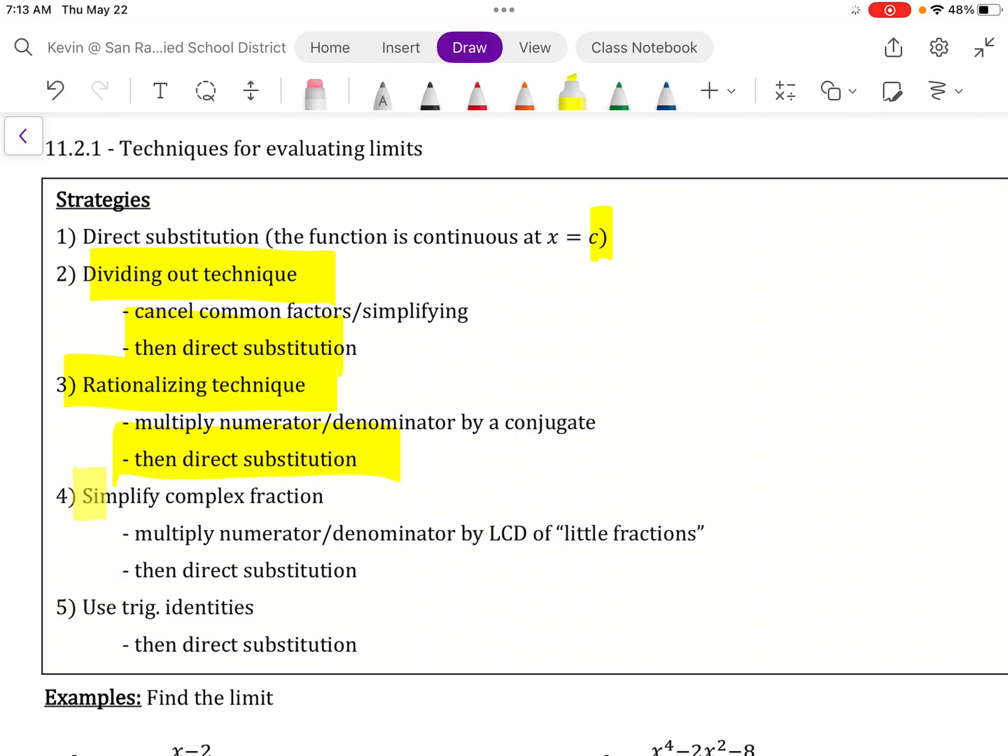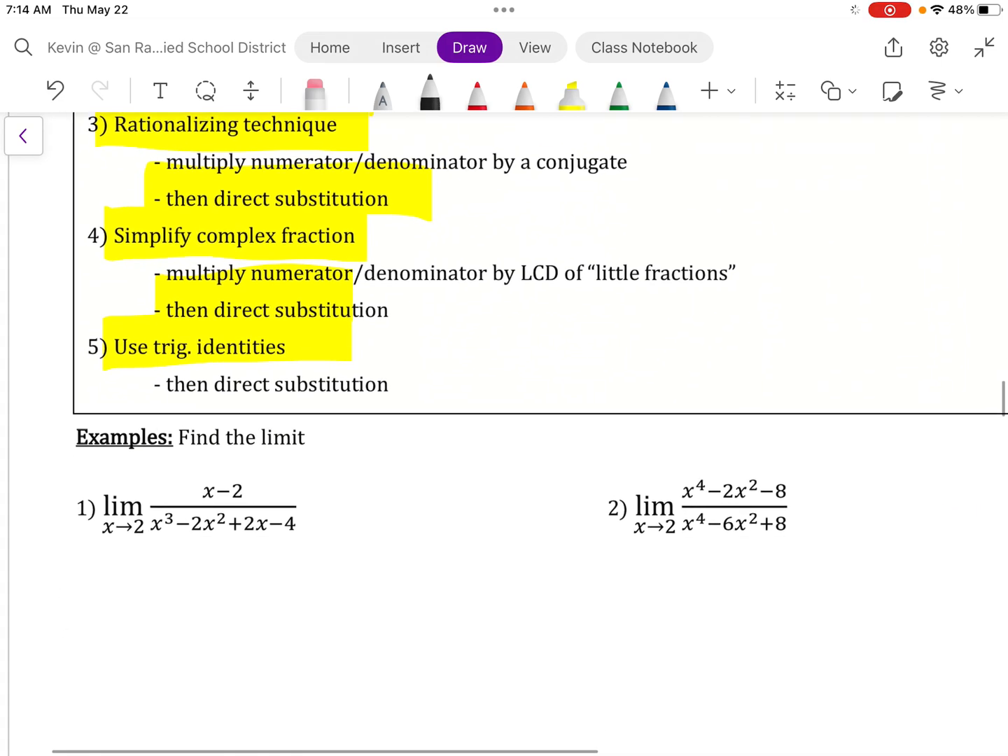And this, unfortunately, is where a lot of you are having trouble. So simplify a complex fraction: multiply numerator and denominator by the lowest common denominator, and then use direct substitution, and then lastly, use trig identities. So what does this mean?